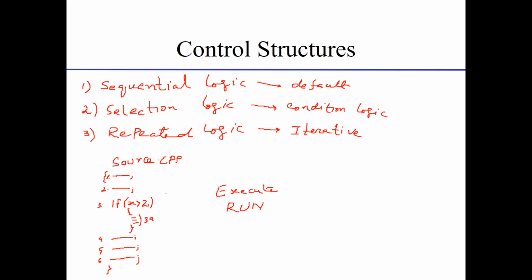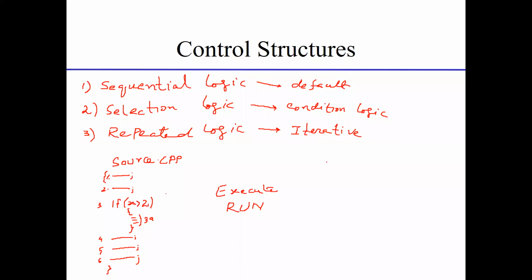On the other hand, after completing line number 1 and 2, if the condition fails, meaning x is not greater than 2, x is either equal to 2 or less than 2, then these 3 lines will not be executed. Control will pass to line number 4, 5, 6.